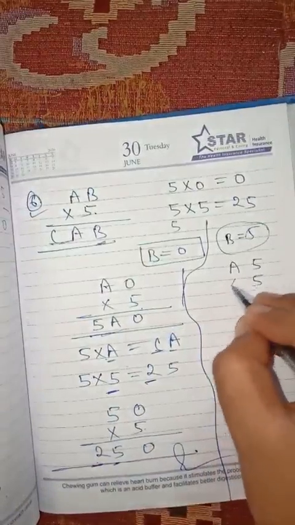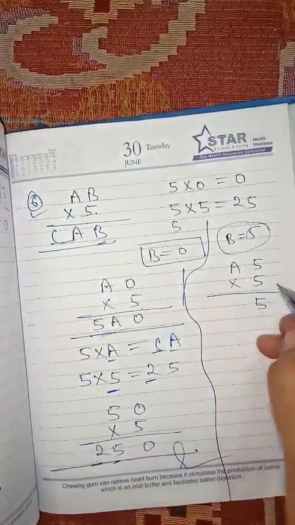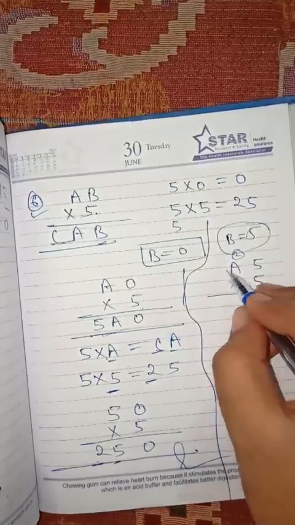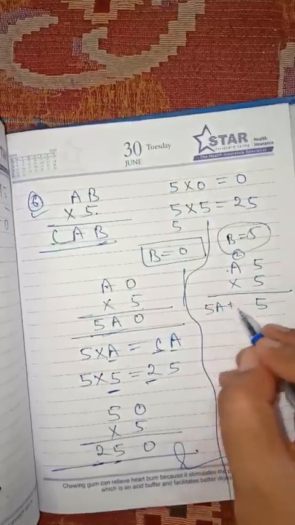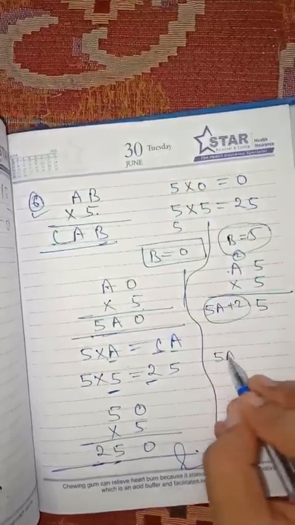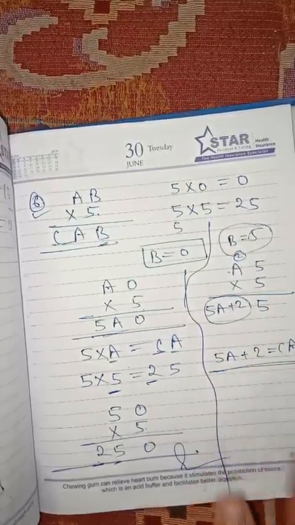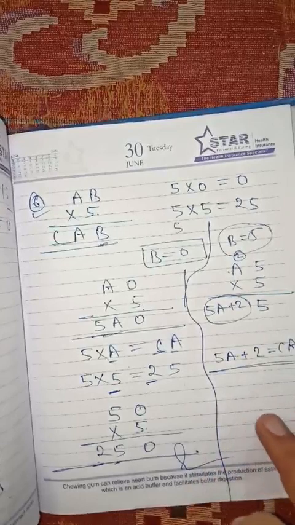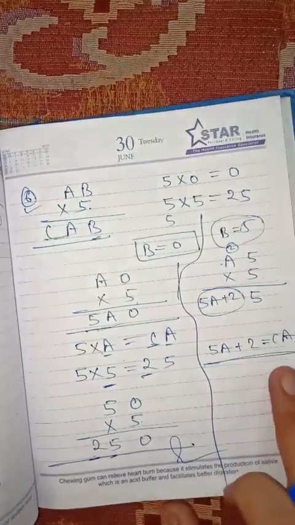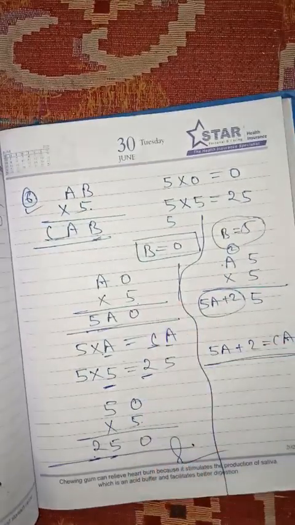A5 into 5. So 5 5s are 25, carry 2. 5 into A, 5A plus 2. Now 5A plus 2 is equal to CA. That's going to be a very complicated equation which is never going to be solved. So we should not try this. Instead, this is going to be the correct answer.